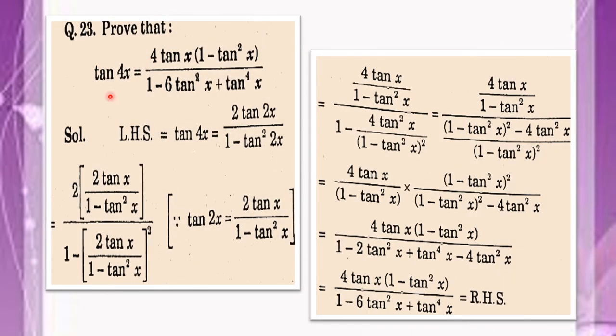23rd question, tan 4x is equal to this. Tan 4x, students, if we consider it as tan 2x, 2 into 2x. So the formula says 2 tan x upon 1 minus tan²x, right? But here in place of x we have 2x, right? So by taking x as 2x, apply the identity here and then proceed further.